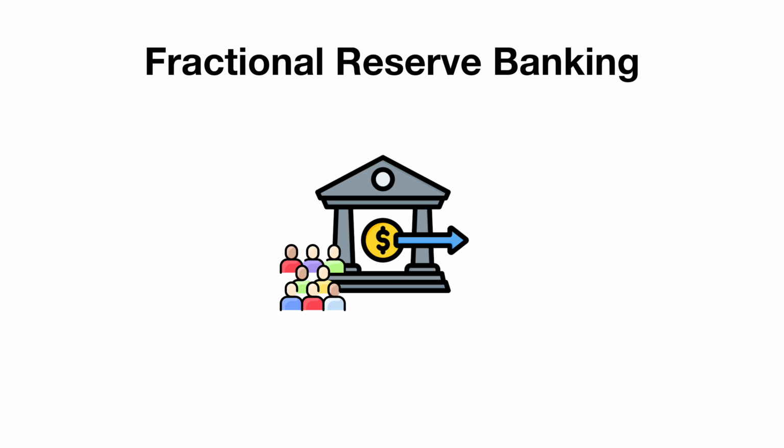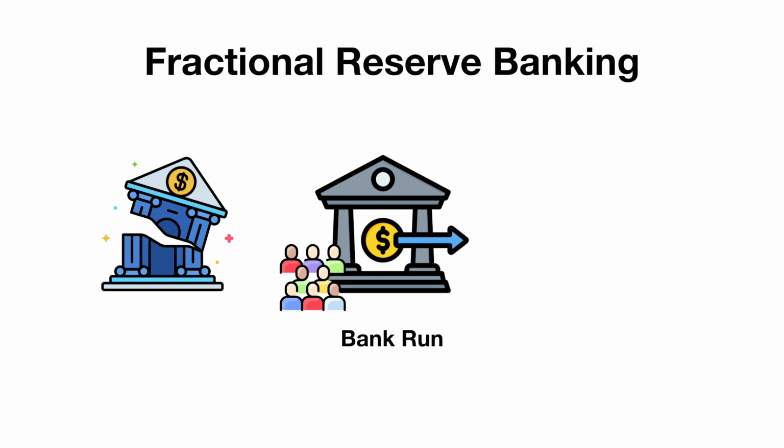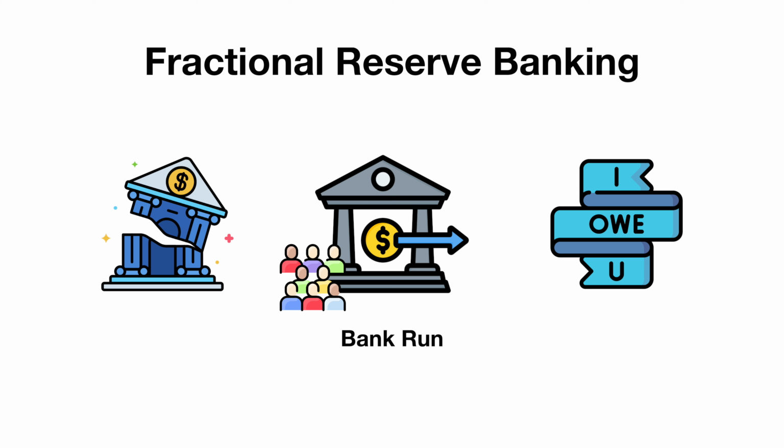However, if too many depositors withdraw funds simultaneously, a situation known as a bank run, a bank may become insolvent because it doesn't have enough reserves to cover all withdrawals. This system means that the money in our bank accounts functions as an IOU, where the physical cash doesn't fully back all deposits. If everyone wanted to withdraw their funds at once, the banks wouldn't be able to fulfill all requests.